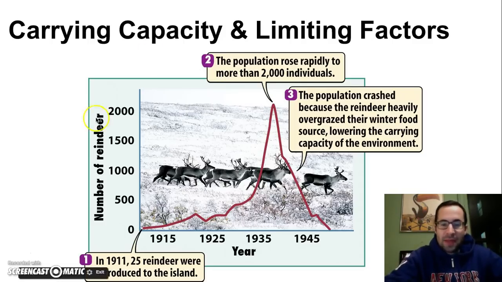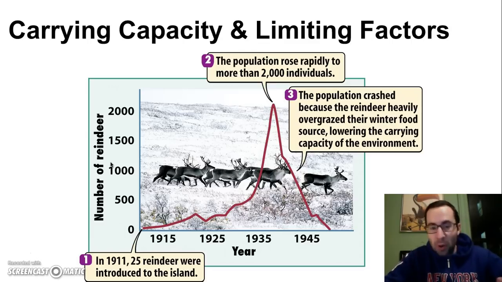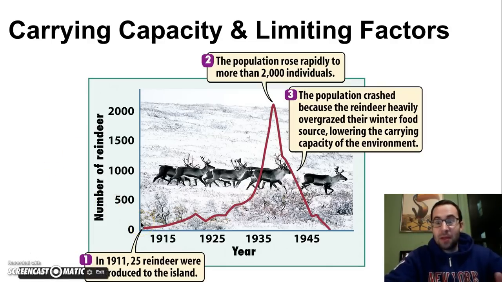I can explain this through a story about reindeer. Let's imagine it was the year 1911 and there's an island. On this island, 25 reindeer were introduced, and guess what? There are no other reindeer on that island. There's plenty of food to eat, plenty of space, and there are actually no predators whatsoever. Reindeer are very, very happy on this island, aren't they? So what happens? They reproduce, and they don't die that often.